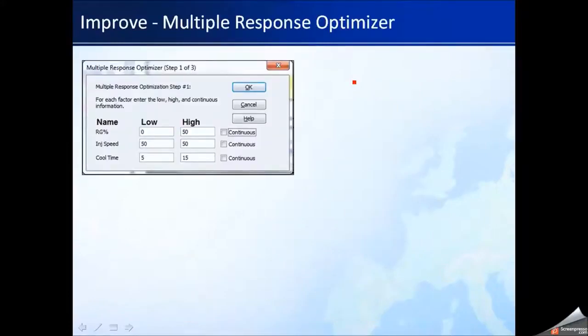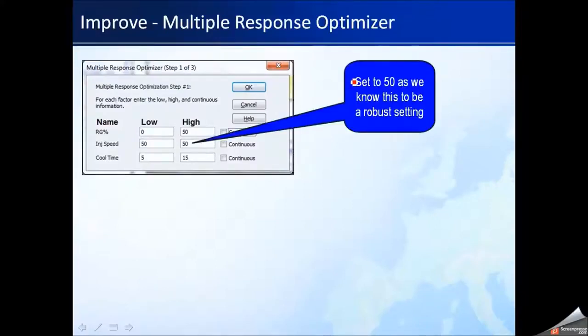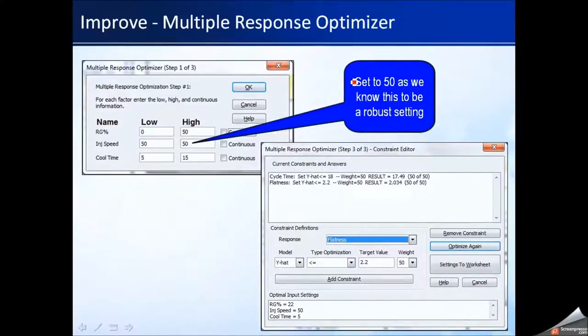So what we're now going to do is ask the computer. Now it knows those 2 models. We're going to ask the computer to try and hit the 2 targets. So here are the 2 targets. We've asked it to come up with a cycle time which is less than 18 seconds. At the same time, we've tried to get a flatness which is less than 2.2 millimeters. So we've asked for those 2 things, and it said, you know what? Here are your settings if you want to achieve those 2 things.